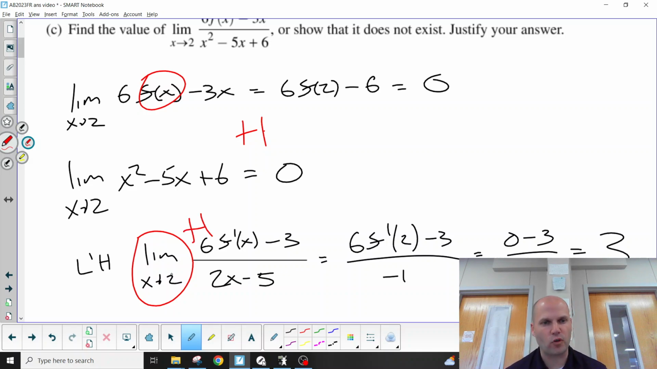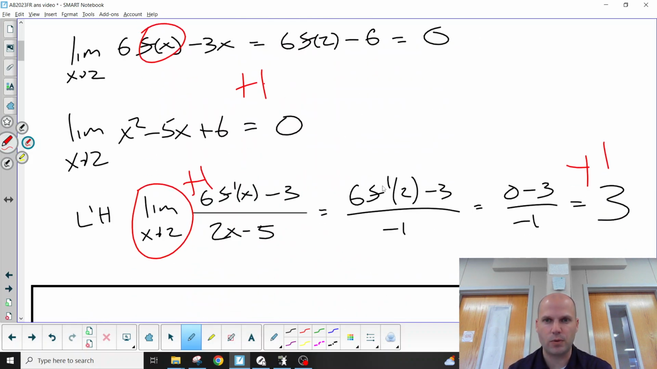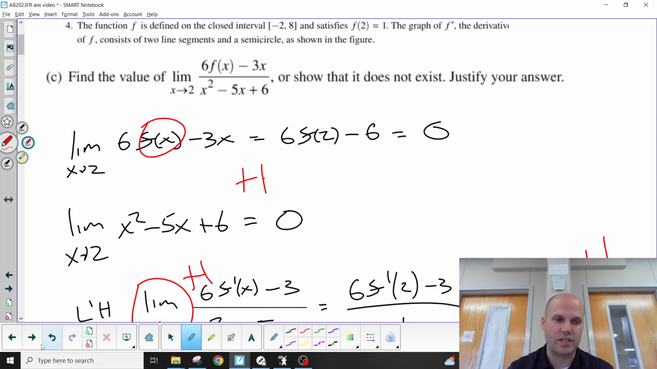You get 1 point for the limit notation of the derivative of the top and the bottom, and then you get 1 point for finding the values. You can find the values. F prime of 2 is 0, so you get -3 over -1. 3 points for the L'Hopital's rule. Hope we didn't drop 2 of the 3 because we forgot the limits.